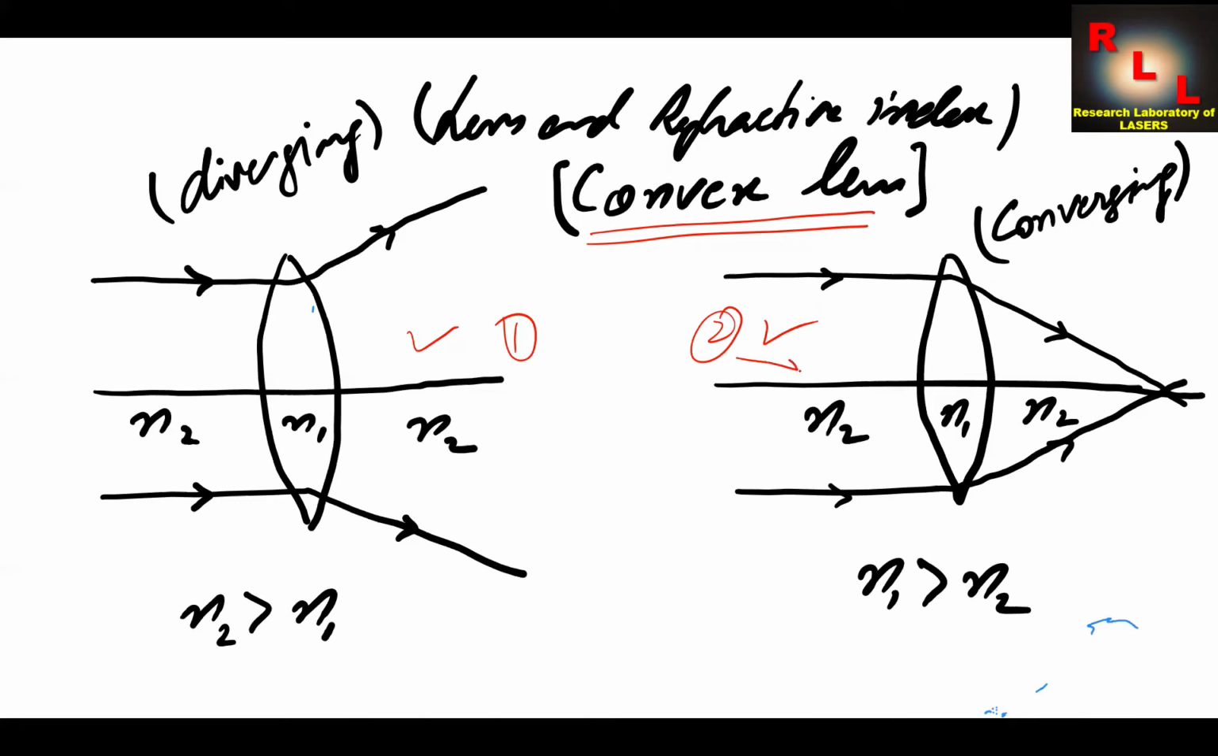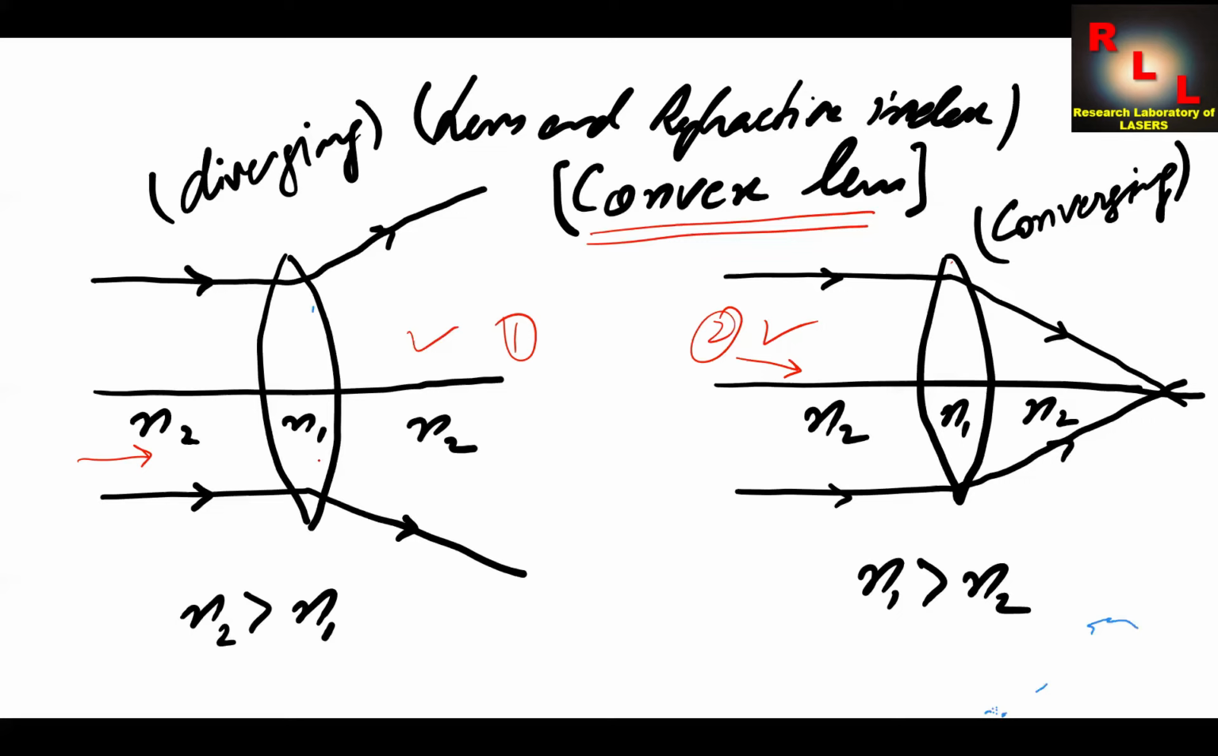In the second diagram, this is the normal case, what we observe. Light always goes from the air to glass, from a lighter medium to a denser medium. This other case is when light goes from a denser medium into a lighter medium.